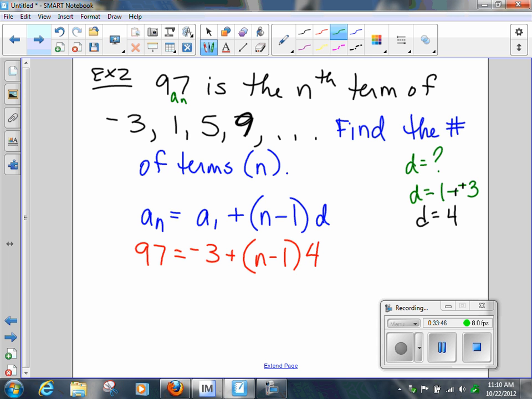This will be online. 97. Oh my gosh, what do I do? Y'all, this is just an algebraic equation. Bless you. Solve it. Okay? I'm going to distribute the 4, and I'm going to get 4n minus 4. And then what am I going to do? Combine like terms.